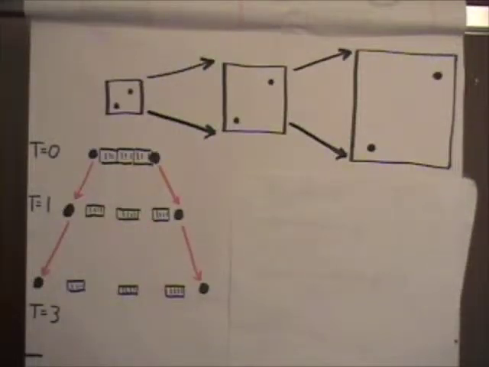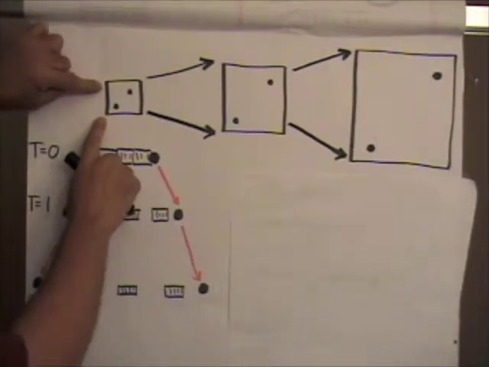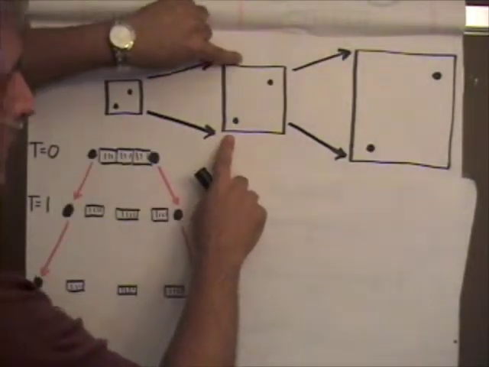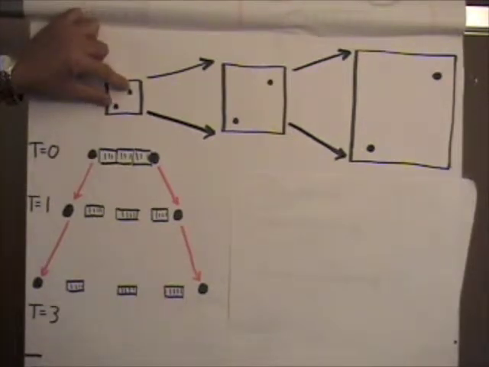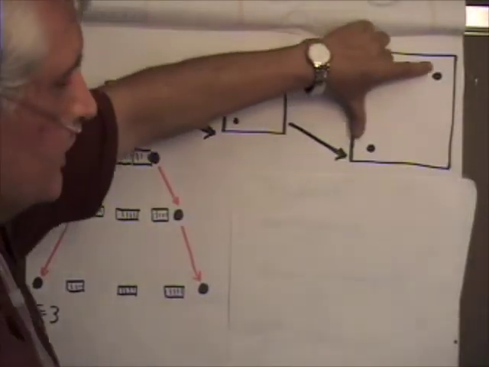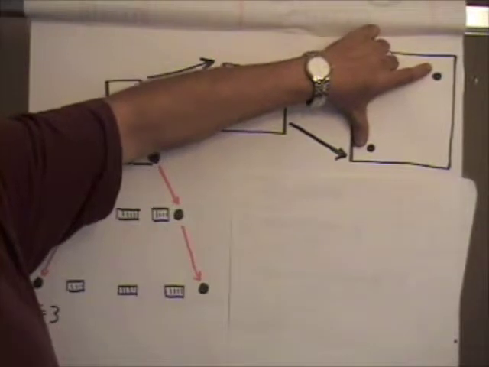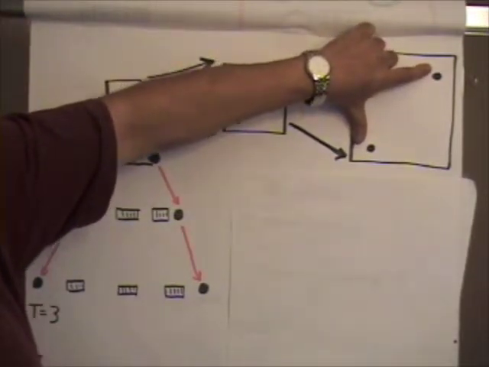Now let's look at the expansion of space again. Here's a bit of space that expands over time. Here are two objects that are distant galaxies, or the Earth and a distant galaxy. And as the space expands, the distance between the Earth and that distant galaxy is expanding.